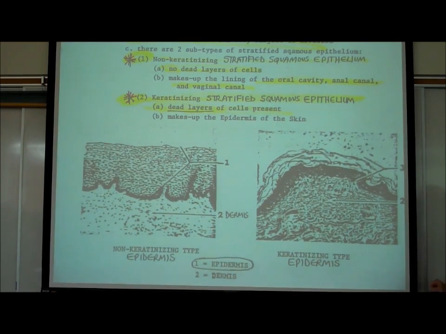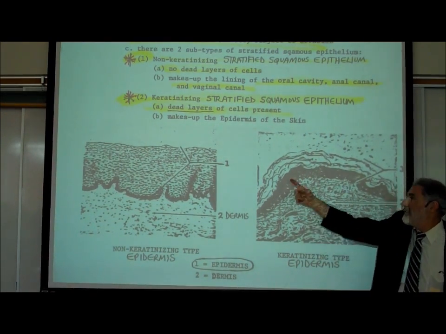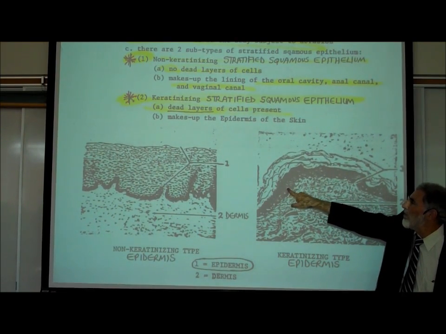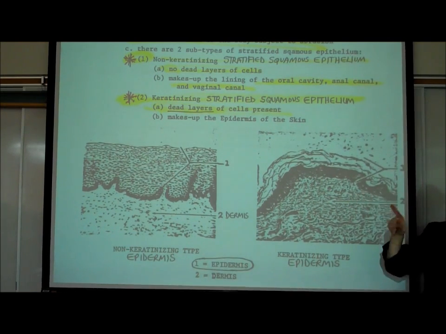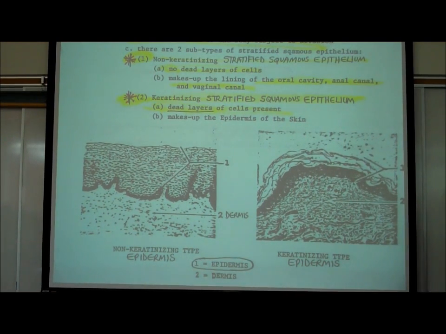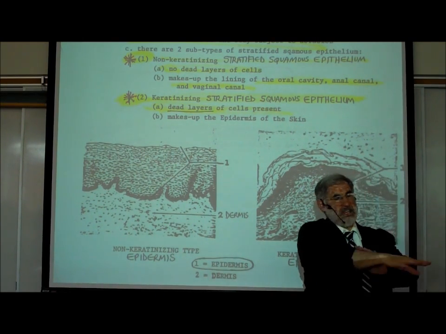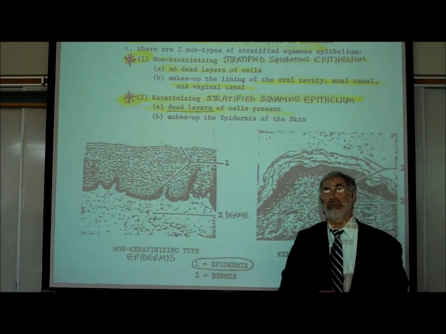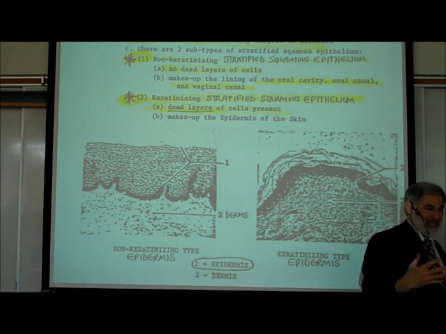Another difference you'll see is that in the keratinizing stratified squamous epithelium, you're going to see a brown color. That brown color is real. That is the brown-colored protein melanin. We have melanin in the skin on the surface of our body. The purpose of the melanin is to shield us, to protect us from harmful ultraviolet rays. That's the purpose of it. Some of us have more melanin, some of us have less melanin.